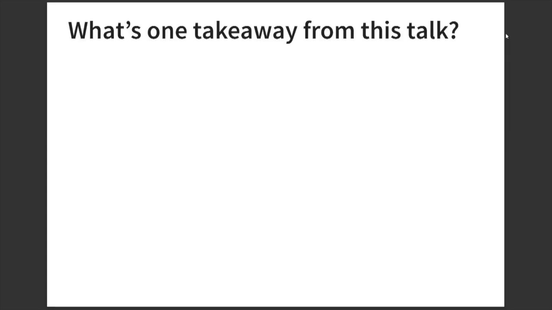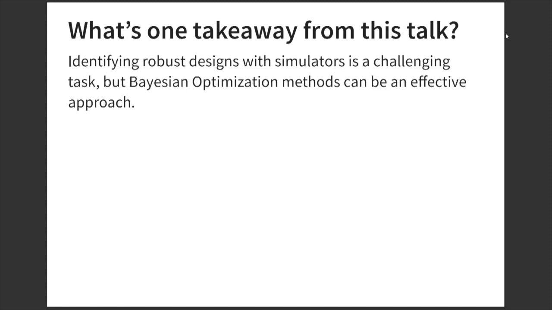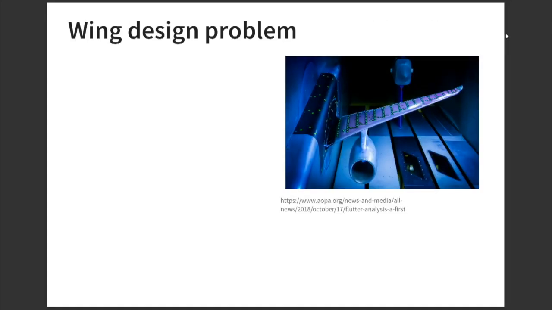Usually when I go to talks like this, there's at most one thing I remember after leaving because there are so many talks going on. So if there's one takeaway from this presentation, it's that identifying robust designs with simulators is a challenging task, but Bayesian optimization methods can be an effective approach.